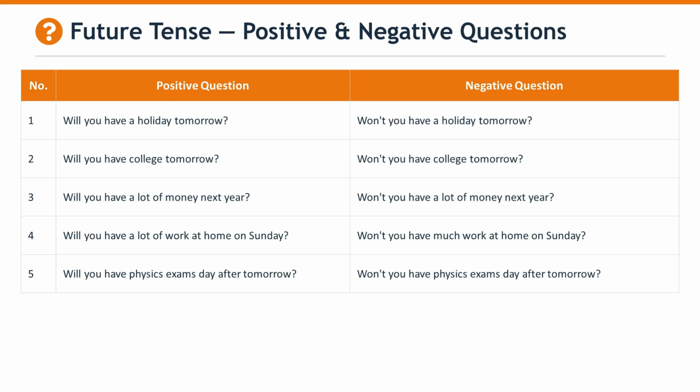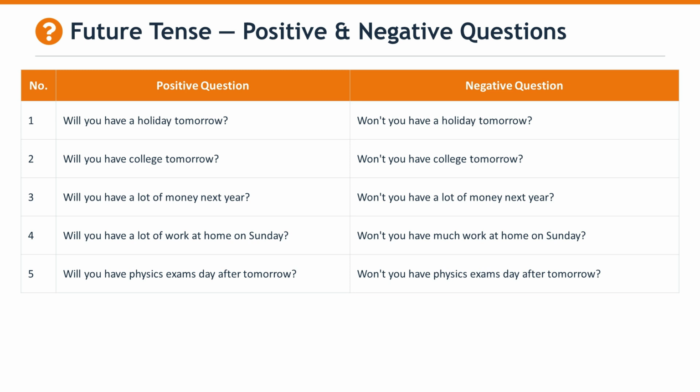Now let us look at positive and negative questions in the future tense. Number 1. Positive question, will you have a holiday tomorrow? Negative question, won't you have a holiday tomorrow? Number 2. Positive question, will you have college tomorrow? Negative question, won't you have college tomorrow? Number 3. Positive question, will you have a lot of money next year? Negative question, won't you have a lot of money next year?